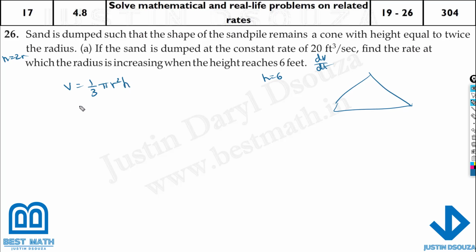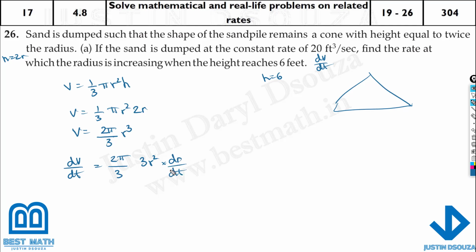So I'm going to remove this h and make it in terms of r. 1/3 pi r squared. H is 2 times r. Let me rewrite this. It'll be 2 pi by 3, r squared times r will be r cubed. Let me differentiate both sides with respect to time. Here there's only one term, so it'll be dv by dt. Here it's going to be 2 pi by 3 r cubed. When you differentiate, it will be 3r squared times dr by dt. This is what we need to solve.